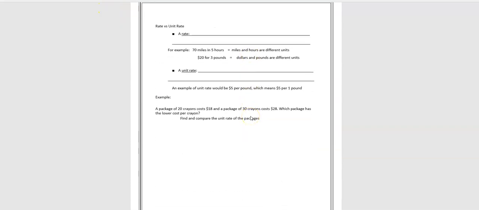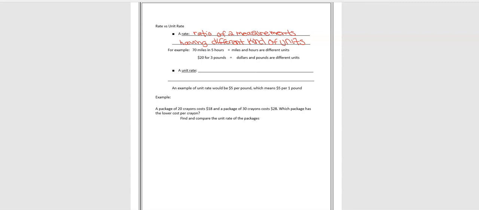Let's talk about a rate versus a unit rate. Okay, a rate is simply a ratio of two measurements having different kinds of units. So for example, 75 miles in 5 hours. Miles and hours are your different units. $20 for 3 pounds. Dollars and pounds are your different units.